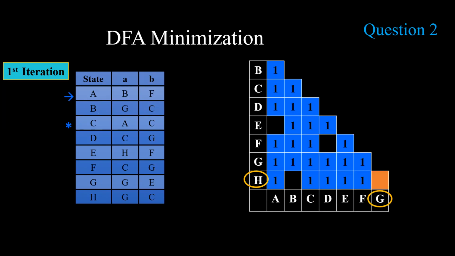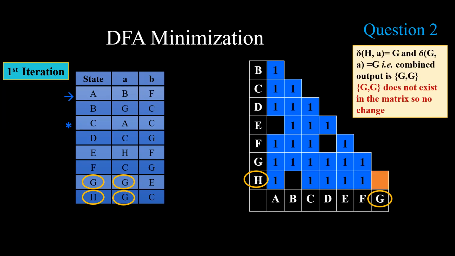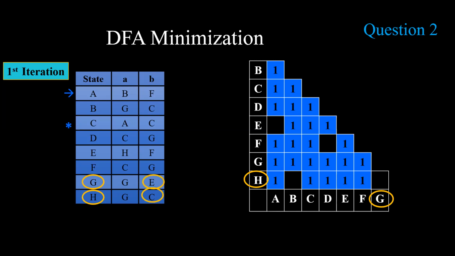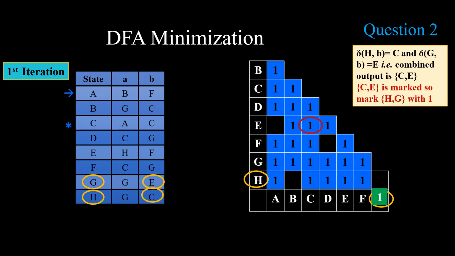And then the final one in the first iteration is HG. HG on A gives us GG. GG does not exist. And HG on B gives us EC. EC is already marked, so we will mark it. So with this, we complete the first iteration of the matrix. We have scanned every row and every column of the matrix.